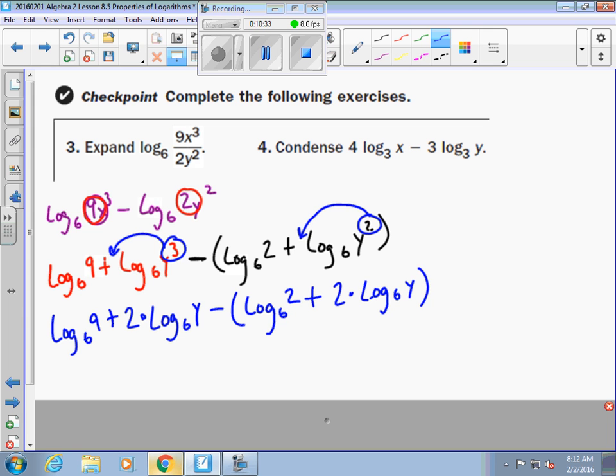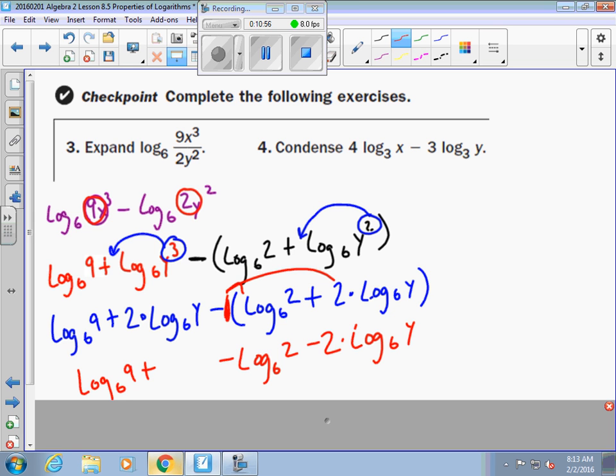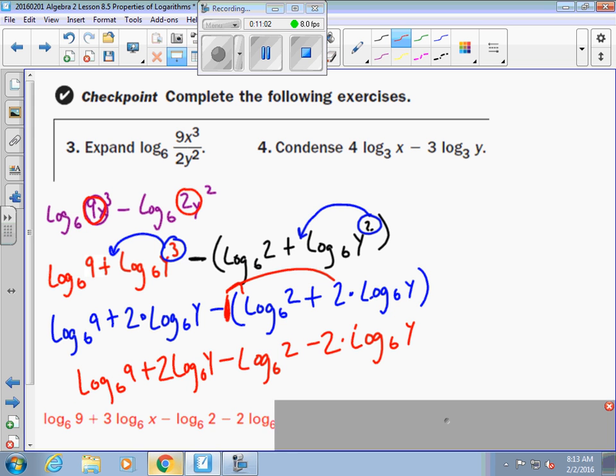And there's one more thing to do. There's this negative 1 that needs to distribute to this and to this. So it becomes minus log base 6 of 2 minus 2 times log base 6 of y. The rest of the problem will stay the same: log base 6 of 9 plus 2 times log base 6 of y. So that should be what we have.